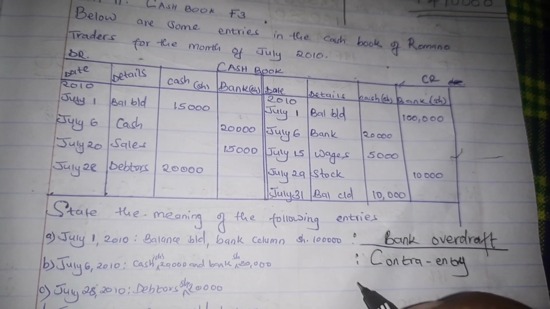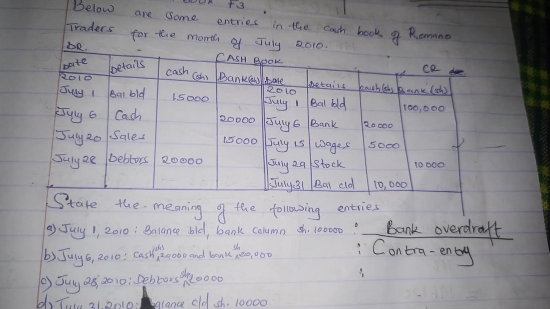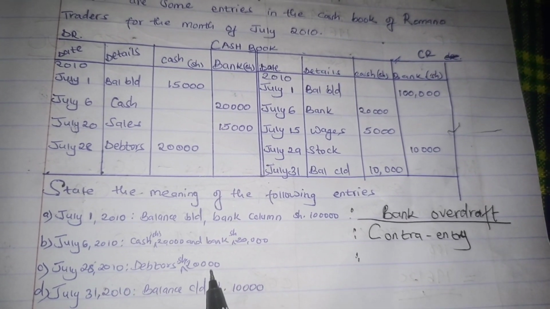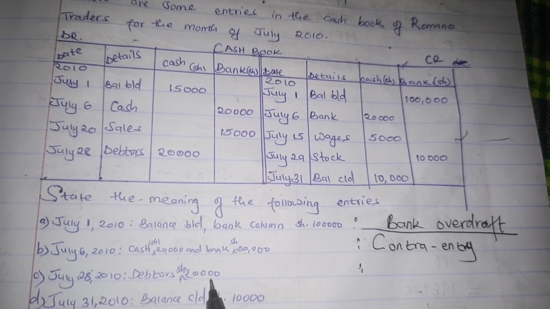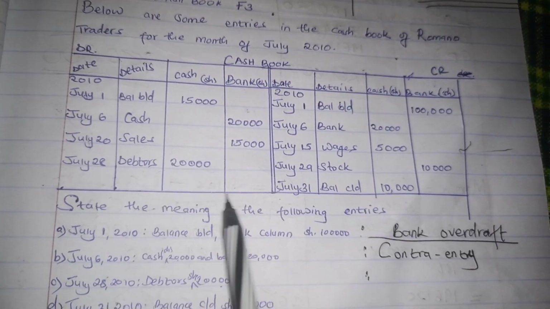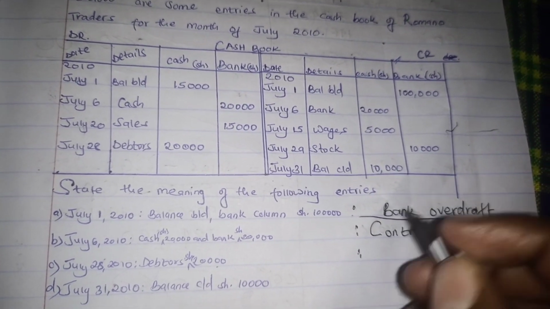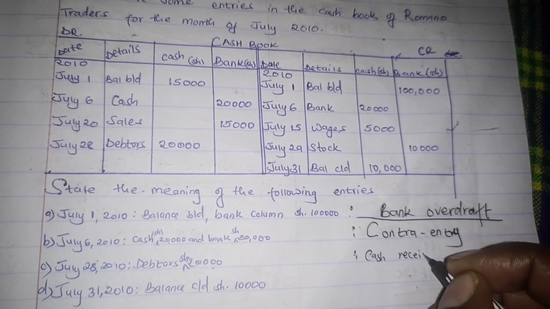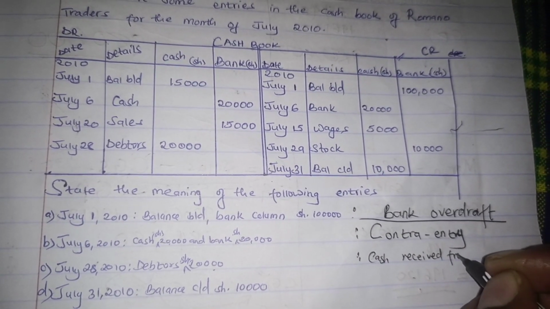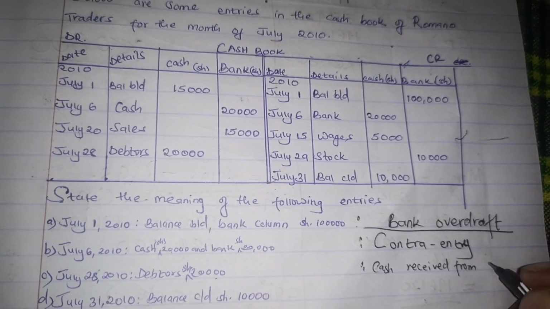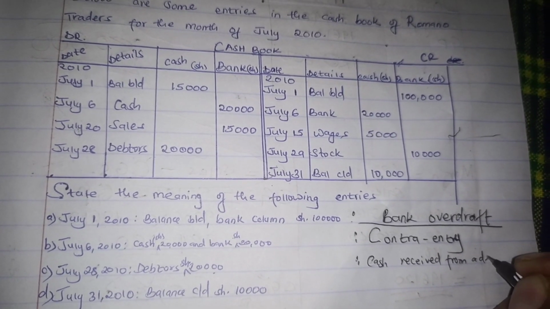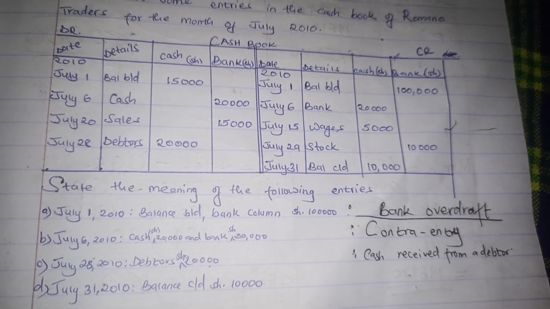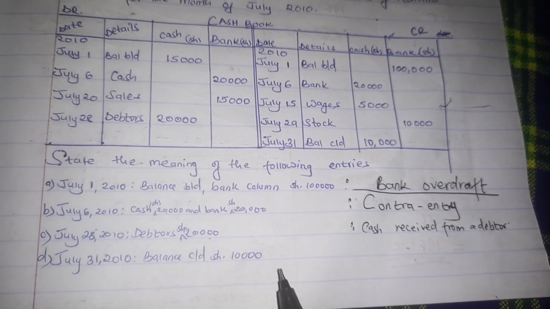Then on 28th, debtors 20,000. What does that mean? This means that some cash was received from a debtor. Cash was received from a debtor.